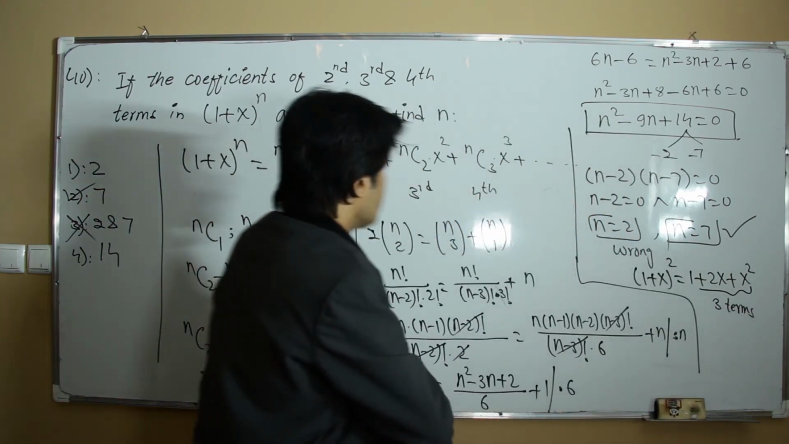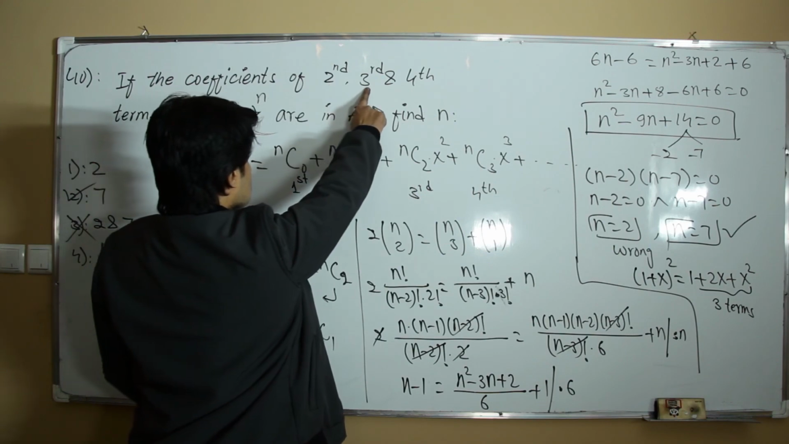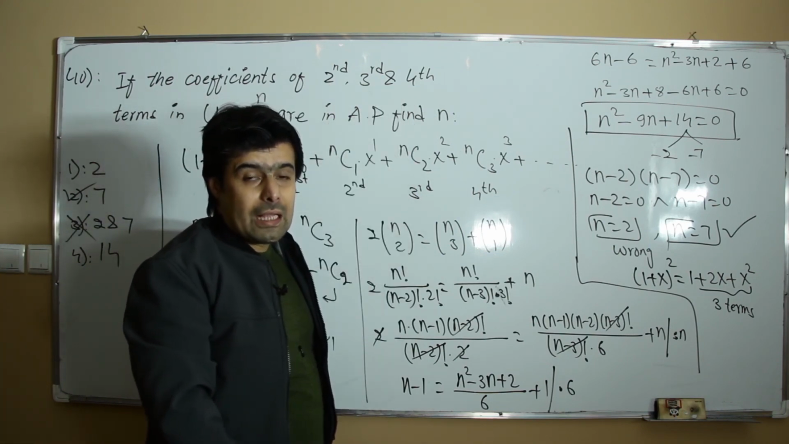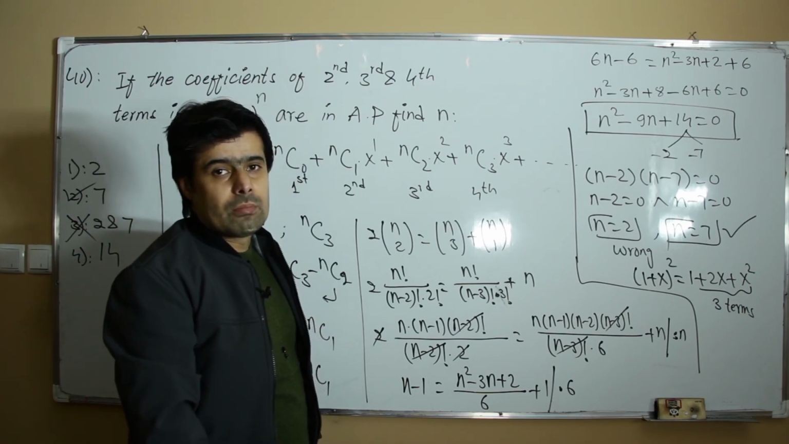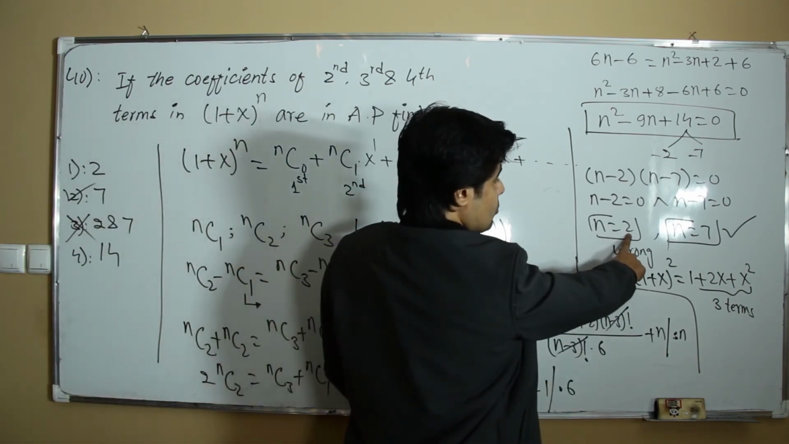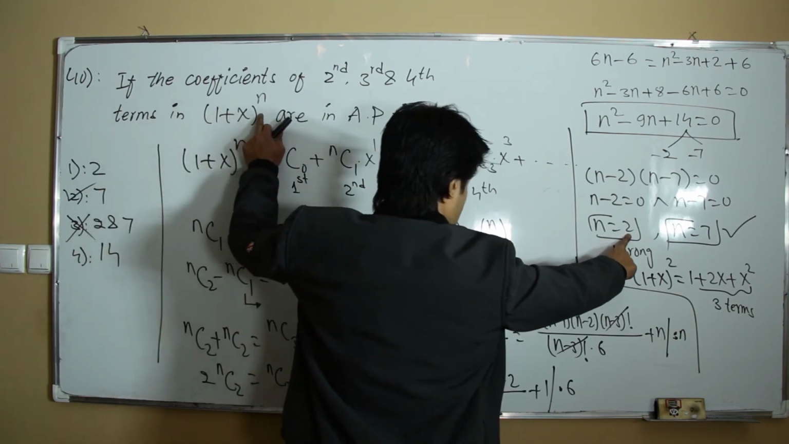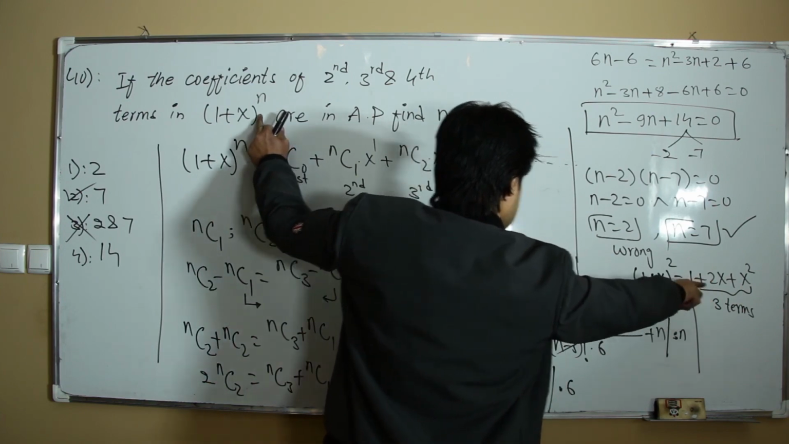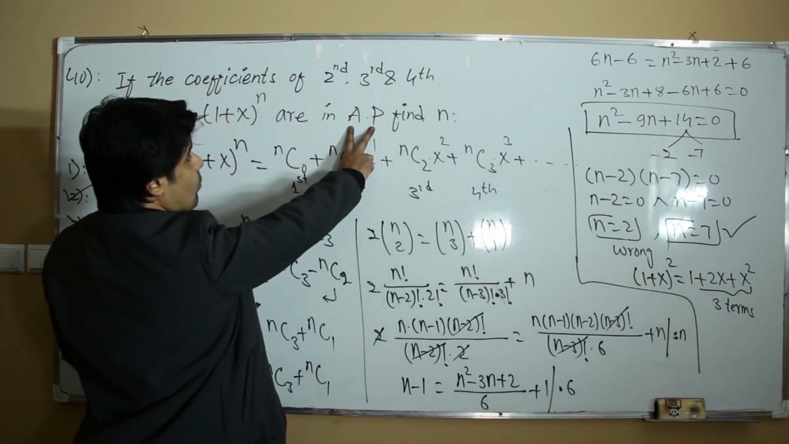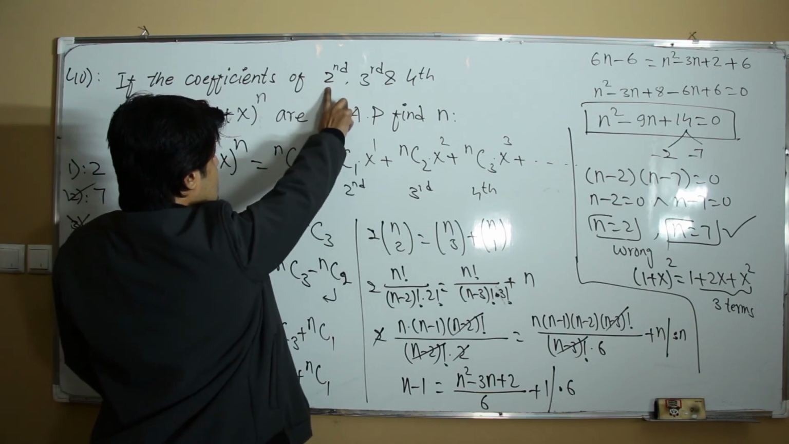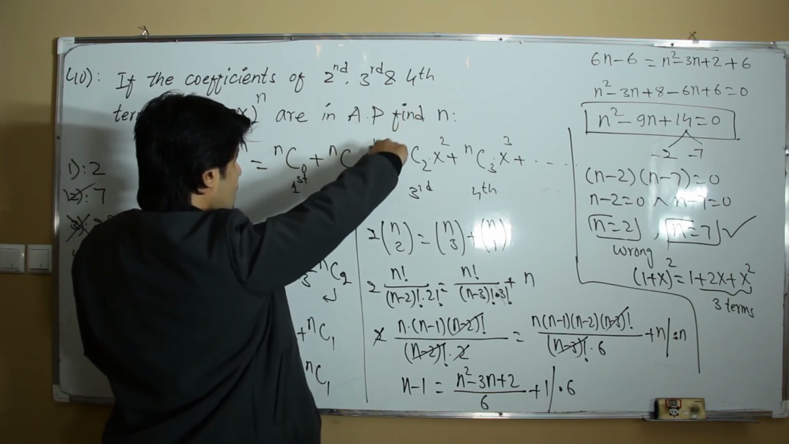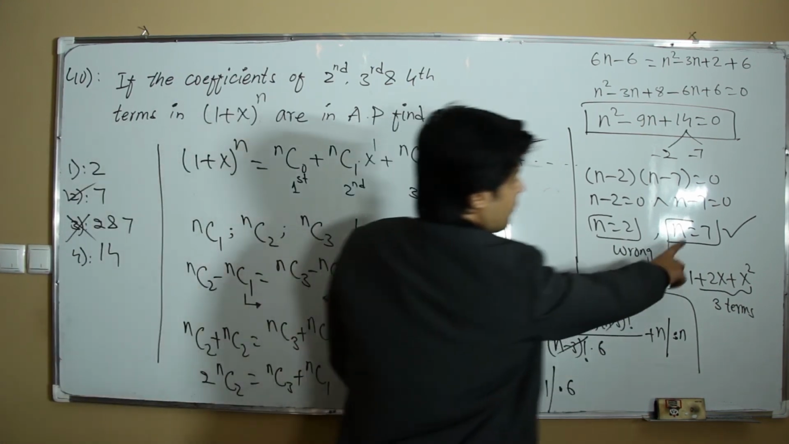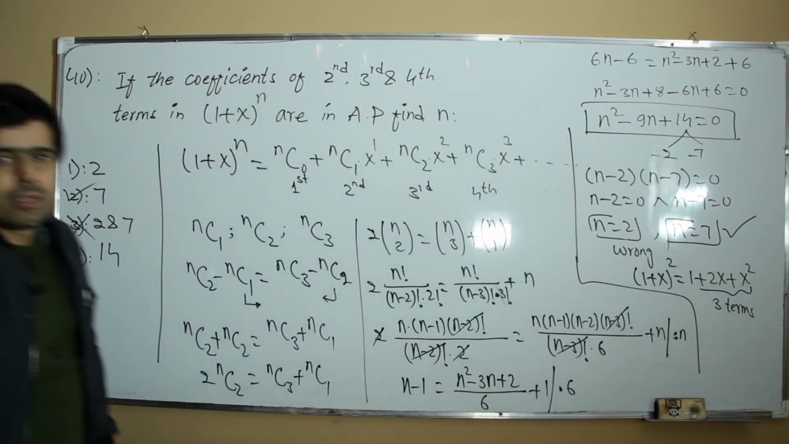But the question is second term, third term with 4th term. It means at least we should have a 4th term. By putting n equal to 2, in this expansion we will have 3 terms. If it has 3 terms, then this is not correct. Why? The question is second, third and 4th term. It means at least it should have a 4th term. Then it's possible by putting n equal to 7. Write it please.